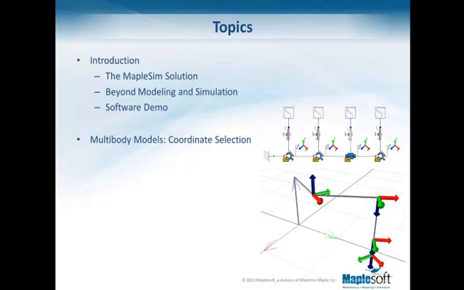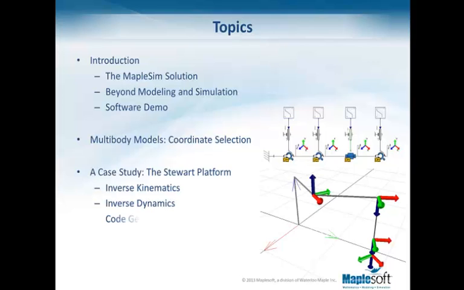Then we will look into the multibody models a little bit more in detail and talk about the coordinate selection. And then the rest of this webinar will focus on a case study. And that case study is the Stewart platform. We'll look at the model, the inverse kinematics and inverse dynamics, and code generation for that Stewart platform model. And then talk about the conclusions.